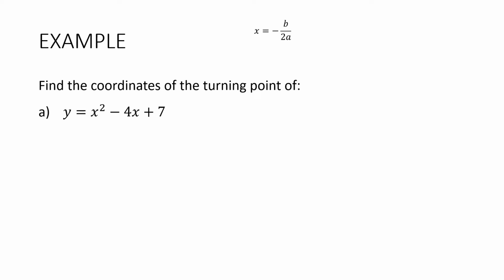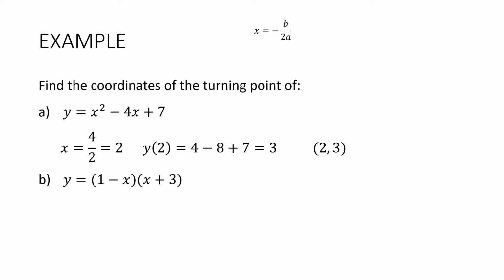Let's look at a couple of examples. Find the coordinates of the turning point of y equals x² - 4x + 7. And we've got the formula up here. So we're going to substitute in b is equal to -4 and a is equal to 1. So that's going to give us x is equal to -(-4), which is +4, all over 2 times 1, which is 2. Now substitute the 2 back into here, and we can write y(2), just like function notation. 2 squared is 4, take away 8 plus 7, which gives us 3. So our turning point is (2, 3).